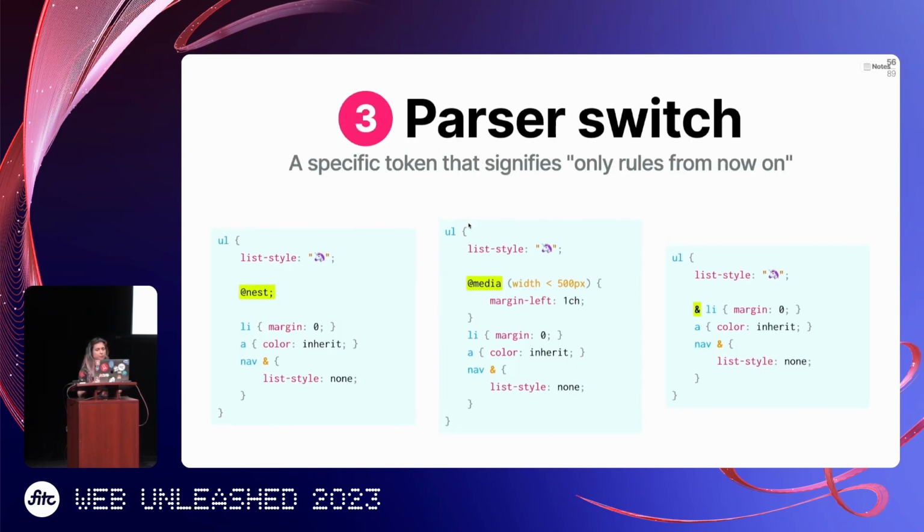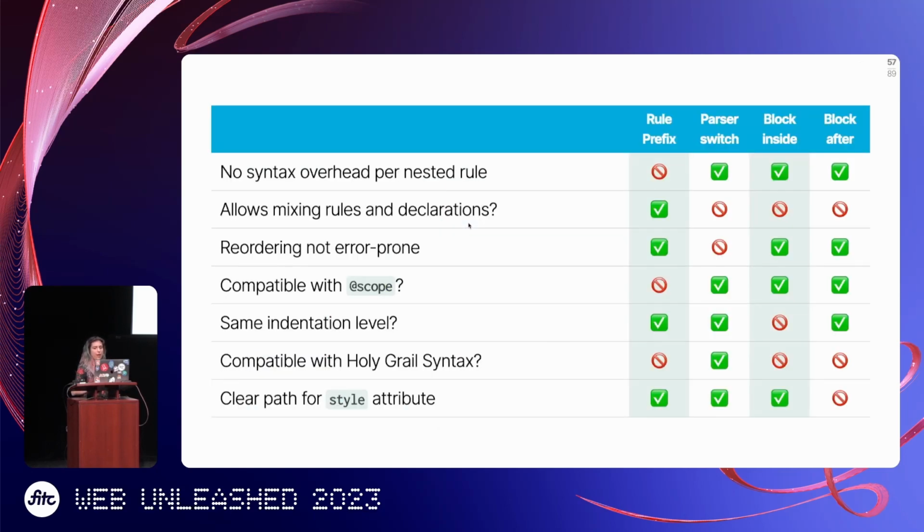And then the third one was a parser switch, something that will tell the browser, stop parsing declarations, and after this point, we only have rules. That could be either a dedicated token, like @nest, or a dedicated @nest rule, or a rule that would occur naturally anyway, or a rule that is prefixed by an ampersand, but only the first one, things like that. So, a summary of the pros and cons of each.